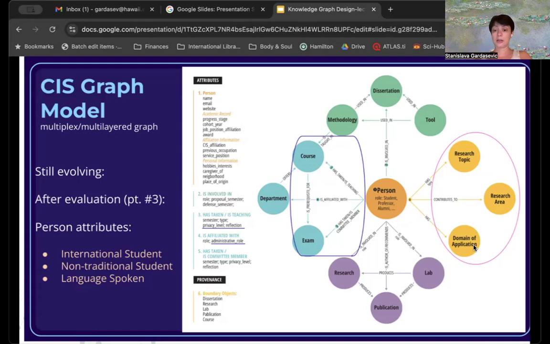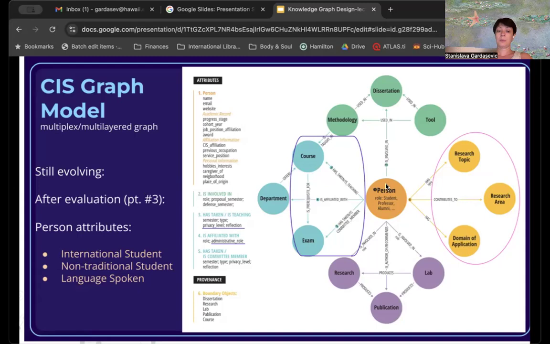If I was to create a graph for nuclear physics, it would look completely different, and it would be that domain of application. So finally, this graph has evolved, as I showed, through time, as I talked to people in these workshops. But in the end, as I evaluated it, I still realized that there are some aspects and attributes missing that should be included in the next iteration.